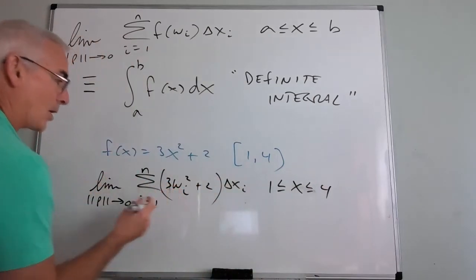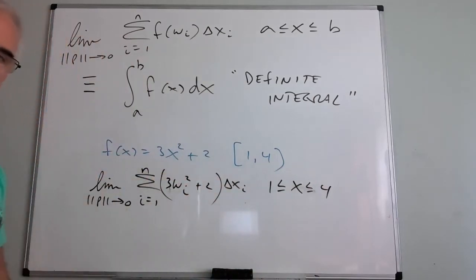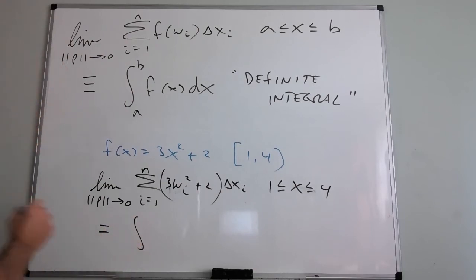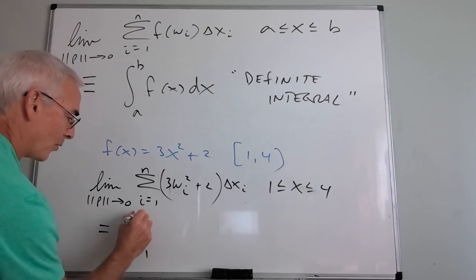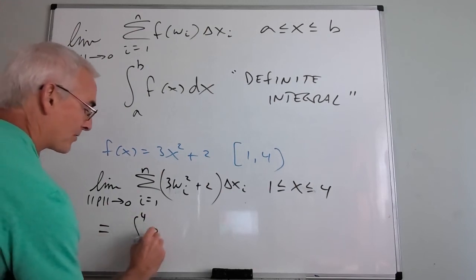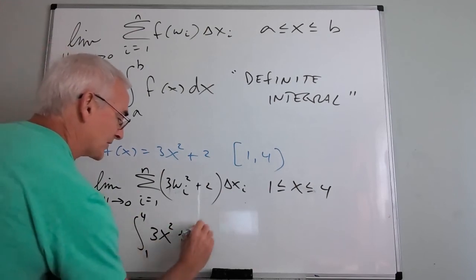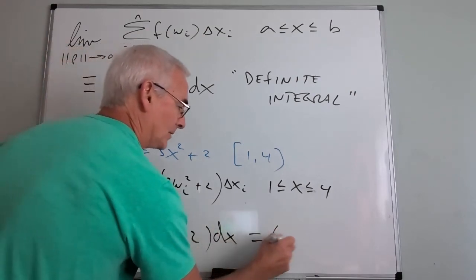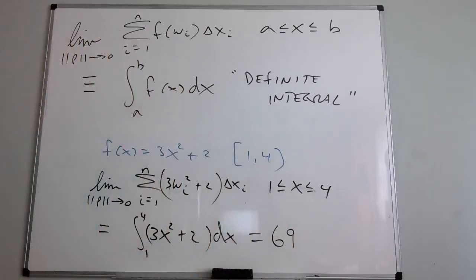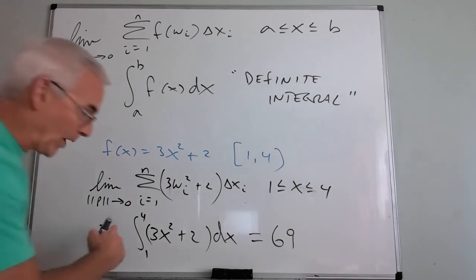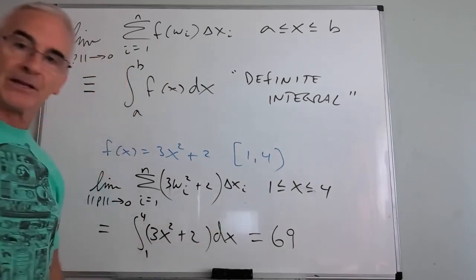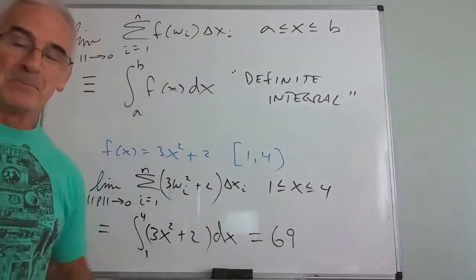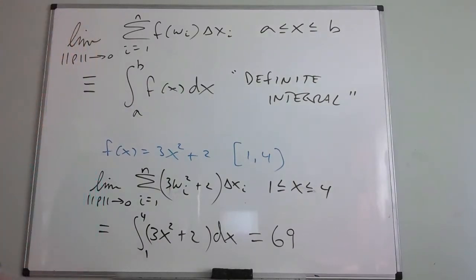Now, we're not going to calculate this. We're going to translate this into the definite integral from 1 to 4 of 3x squared plus 2 dx. And we know that equaled 69 because we already calculated it. What we don't know right now is how to actually physically calculate this. We will, and you're going to love it because it's not hard. But that requires next day's class.